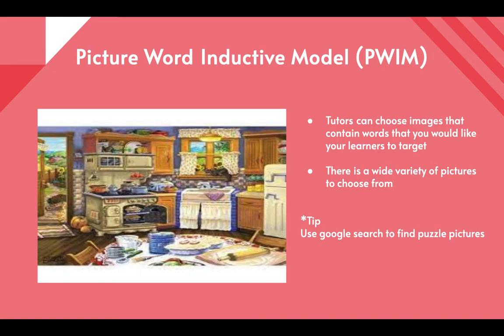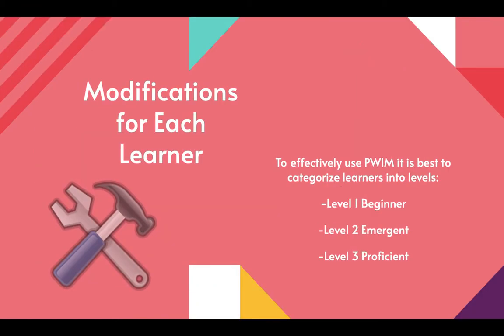To help you with your search, it is recommended to search for puzzle pictures for your visuals. The pictures used for puzzles are highly detailed and have a lot of items to choose from. Learners will be split into tiers to show how you can modify for each learner. Level 1 is beginning learner. Level 2 is emergent learner. Level 3 is proficient learner.